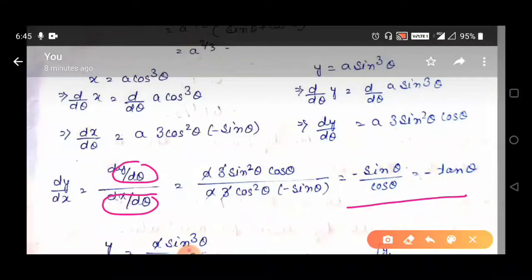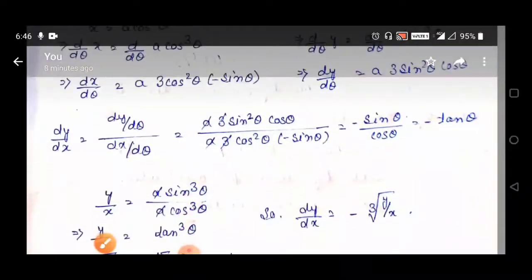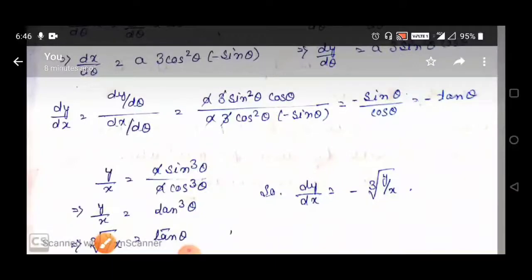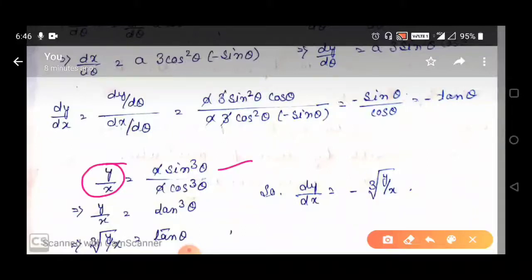Since our question is not given in terms of theta, we have to replace theta in our answer also. So from our assumption we have to find tan theta. So see, y by x is equal to a sin cube theta by a cos cube theta. So from here we can say y by x is equal to tan cube theta and tan theta is equal to cube root y by x. From here we can say dy by dx is equal to minus cube root y by x.